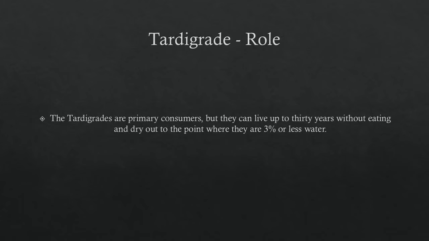Tardigrade, role. The tardigrades are primary consumers, but they can live up to 30 years without eating and dry out to the point where they are 3% or less water.